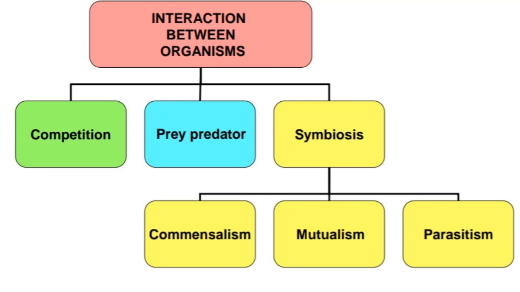There are three types of interaction between organisms. The first one is competition, the second one is prey-predator, and the last one is symbiosis. As for symbiosis, it is divided into three: commensalism, mutualism, and the last one is parasitism.